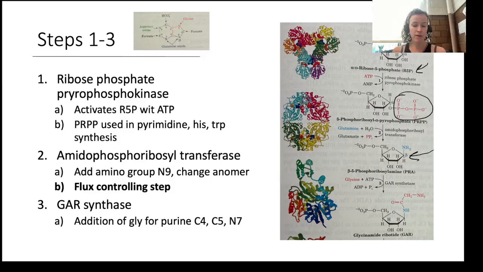Then step 3, performed by GAR synthase. Here we're adding in a few different atoms, so 3 atoms more than all the other steps, that's just kind of one at a time, by using glycine. So we add in that glycine and we'll get C4, C5, and N7. So that is C4, C5, and N7 in this step. Right there.